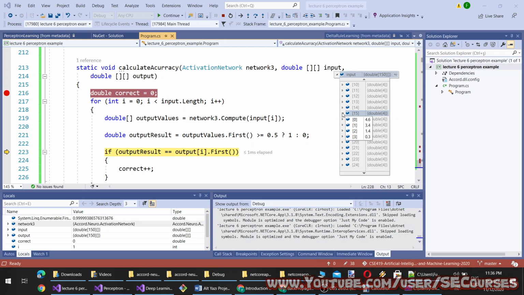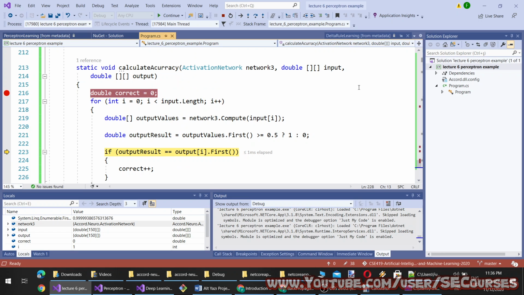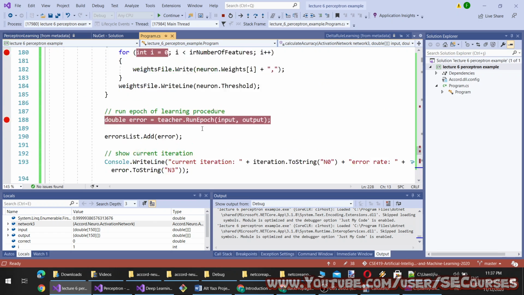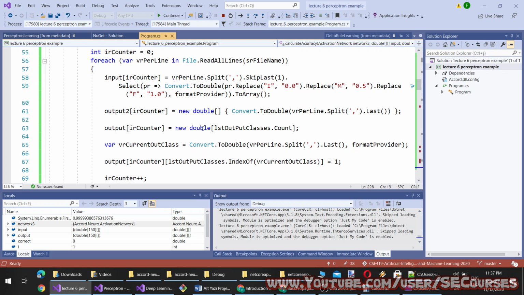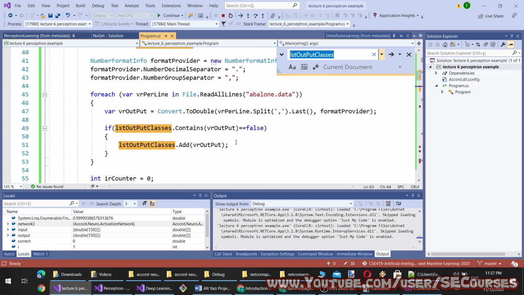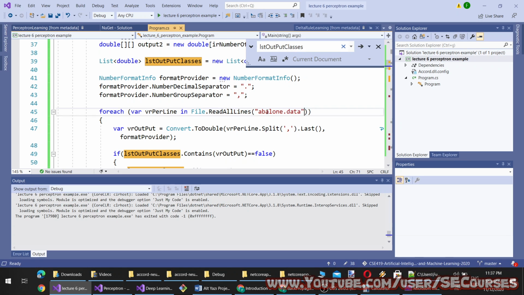Yeah, I think I have an idea. This is input, the output. Yeah, I think I have an idea. Okay, we have another error here.